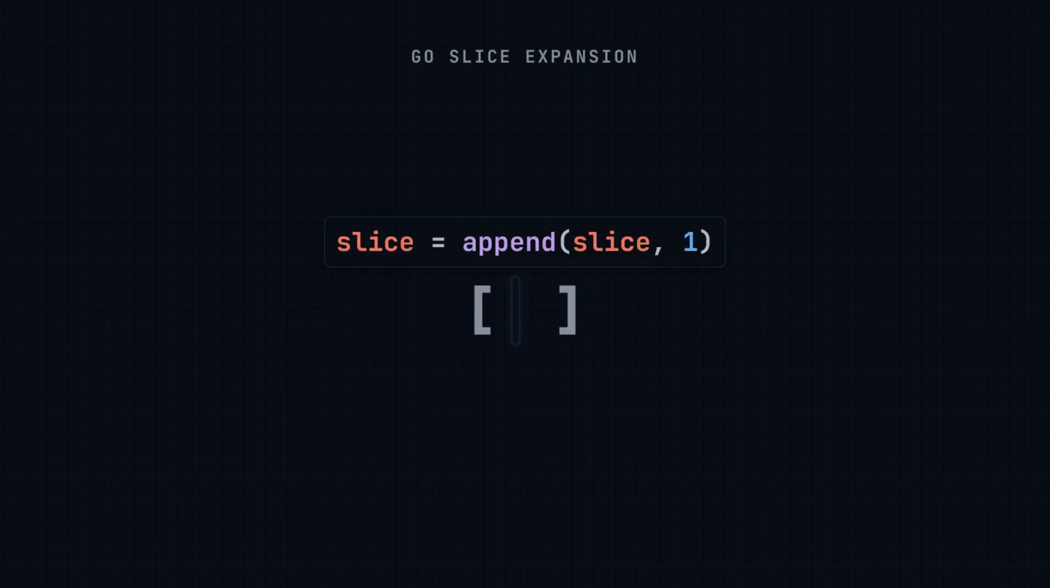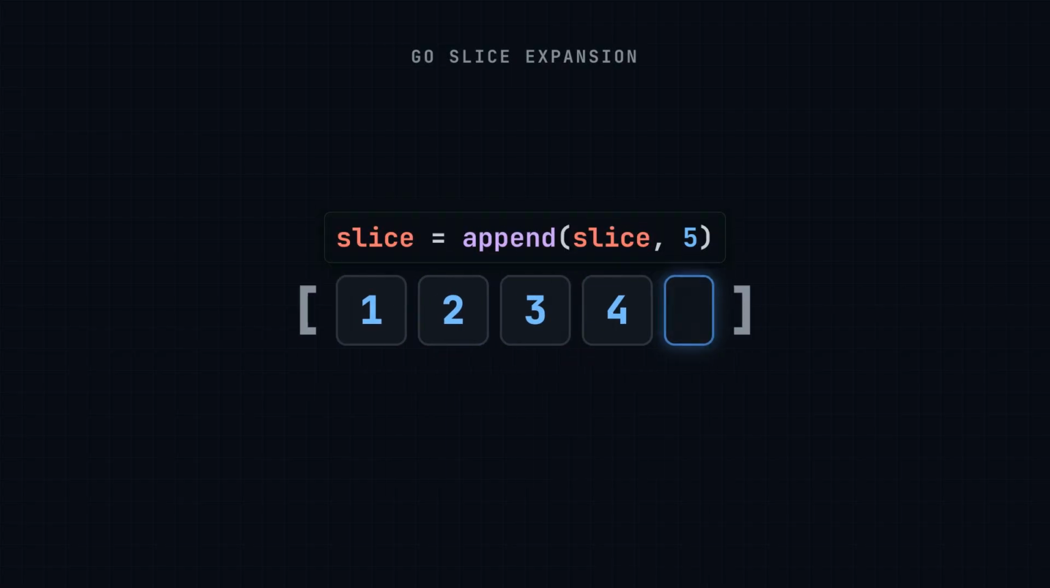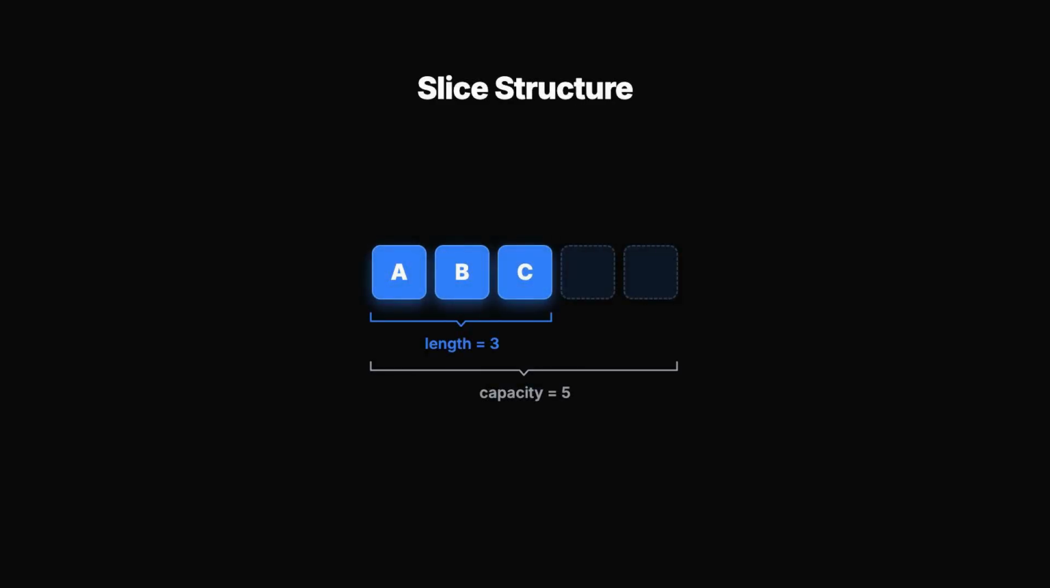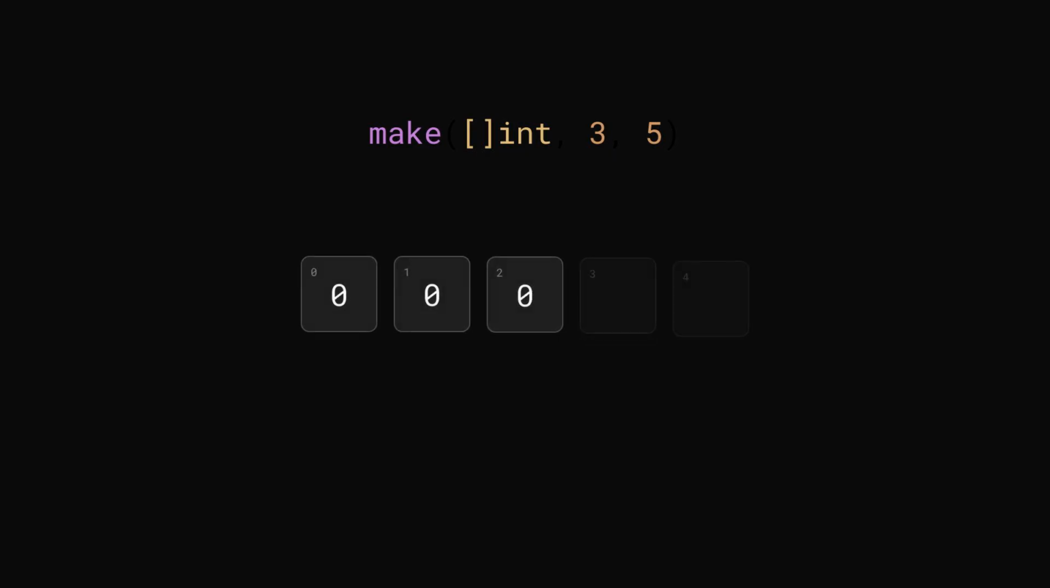You can add elements to a slice using the append function. Each time you append, the slice grows automatically to fit the new data. Slices have two important properties: length and capacity. Length is how many elements are currently in the slice, while capacity is how much space is available before it needs to grow. You can create slices using the make function, where you define length and capacity.